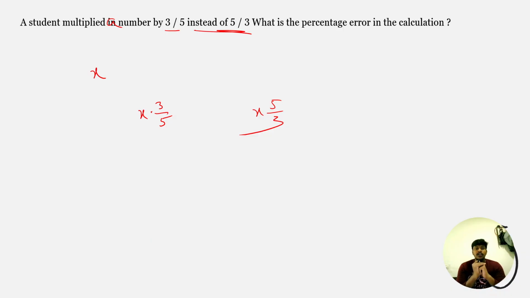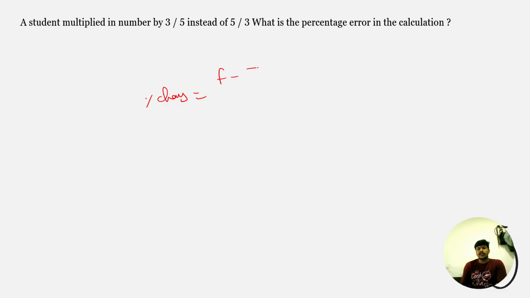For that, we need to learn about percentage change calculation. Percentage change means how much the value is getting changed in terms of percentage. So I will come back to the problem again. Before that, I will explain what is meant by this percentage change. Percentage change is always equal to final value minus initial value by initial value into 100. So what is meant by that?